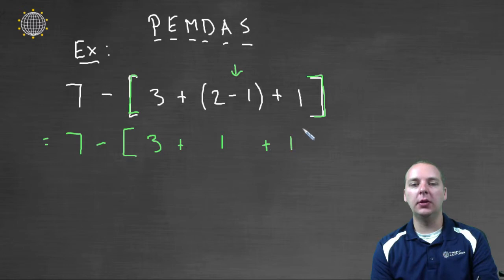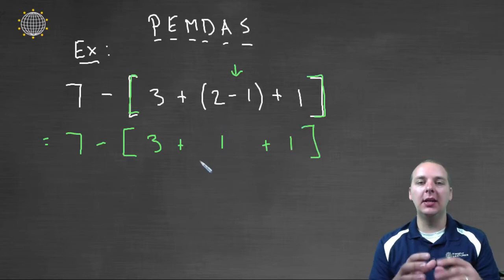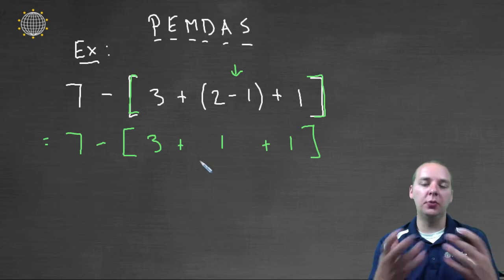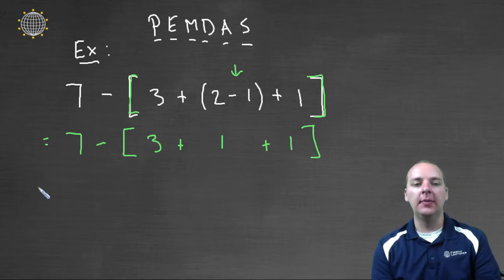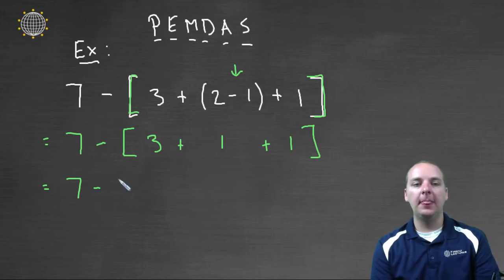1 plus 1. All right, now that I've done the innermost parentheses, now I can do the outer set of parentheses, or we're writing them as brackets here. So we'll have 7 minus 3 plus 1 is 4, 4 plus 1 makes 5, because I do the operations from left to right. And so I'll have 7 minus 5.